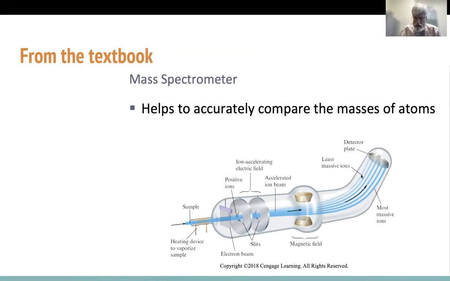These are the less massive particles because they're curving more. These are the more massive particles because they're curving less. Our detector plate is made very simplified here, but you can see that if this sample coming in were run through this, we have 1, 2, 3, 4, 5, 6, what I would call molecular ions. But what our textbook is focusing on is that these are in fact 6 different isotopes.